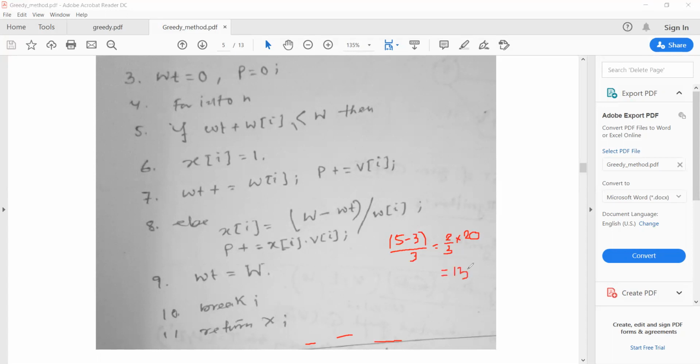This is the part you are actually calculating, and this comes into the picture as a summation, which you already have as 10 plus 15, 25. So 25 plus 13.33 is 38.33. So if WT equals W, you will break and return X.